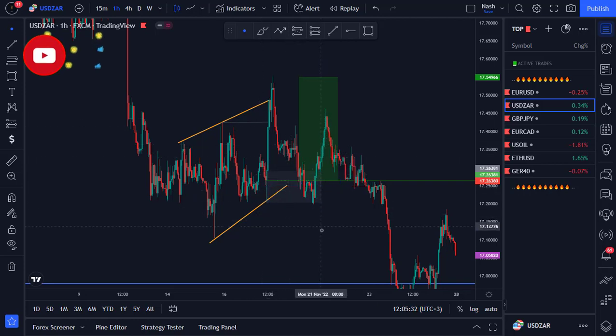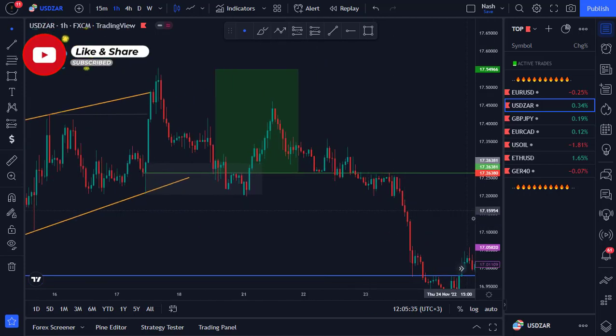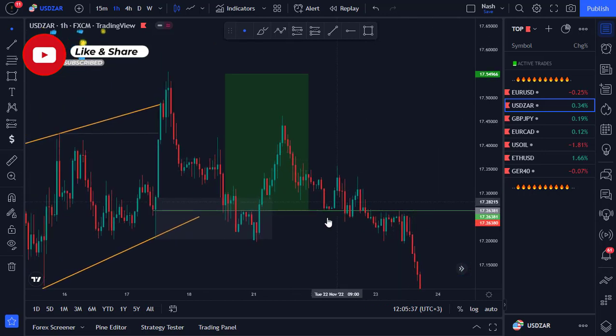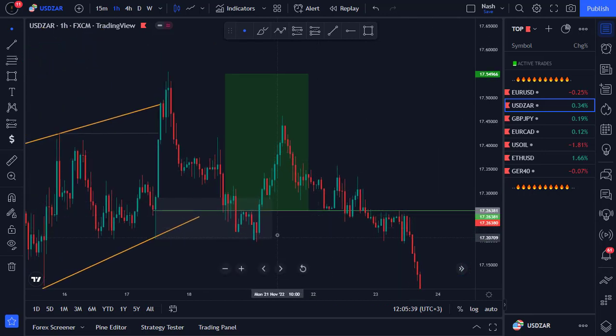And remember guys, this is USD ZAR, it moves a lot of pips. With this pair, again, I could have managed it wisely, and you can see it took me up for a break even.